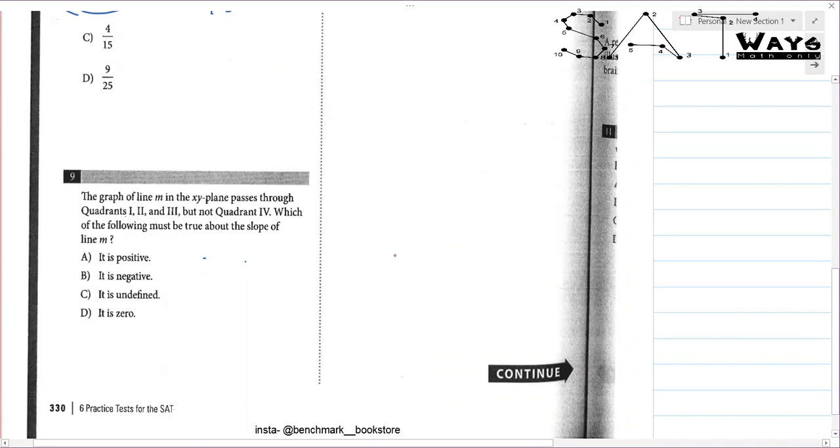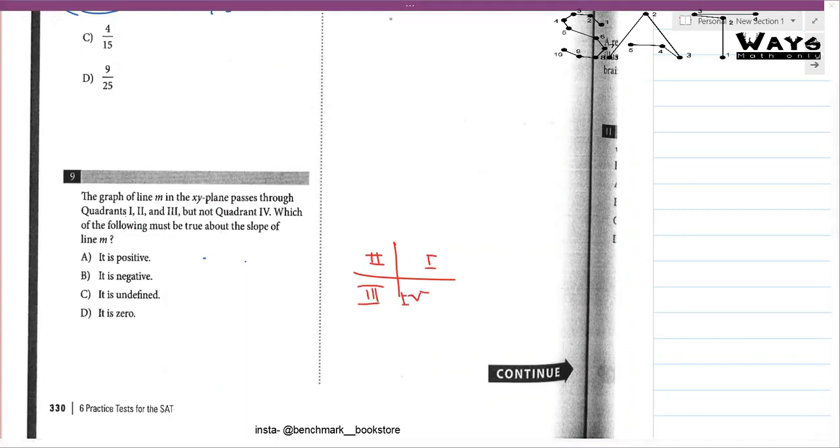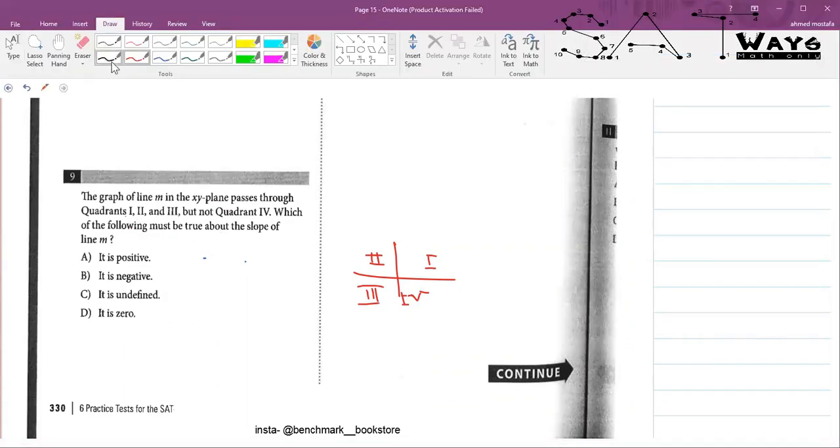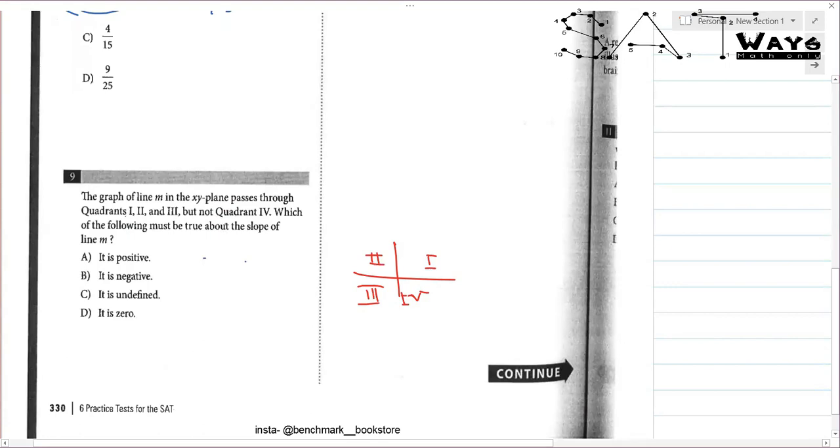All right, the quadrants are 1, 2, 3, and 4. So it's saying that the line passes through 1, 2, and 3, right here, 1, 2, 3. So just like this. What is the slope of this line? It's a positive slope, so the answer is obviously A. All right, and next, question number 12.